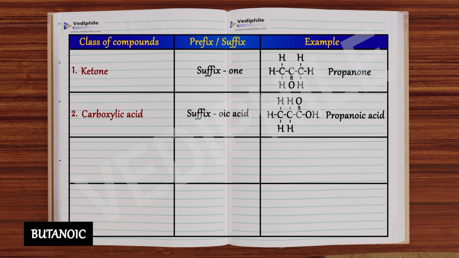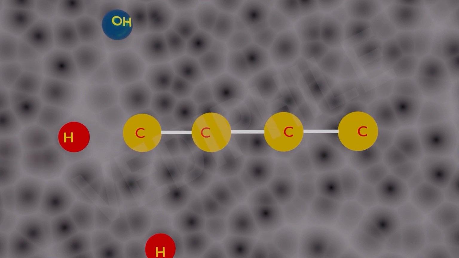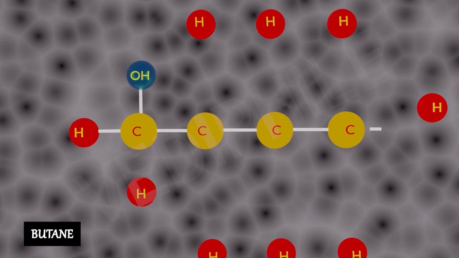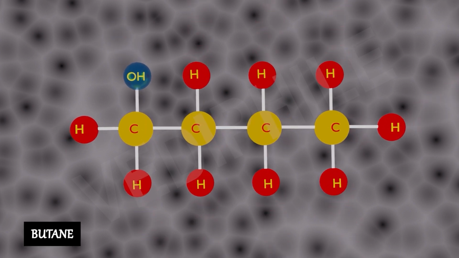Now tell how many carbon atoms are here in this compound? 4. That means it is butane. And what is the functional group?